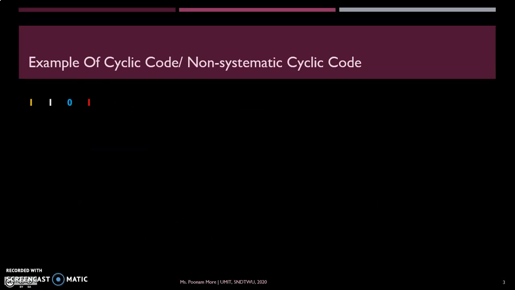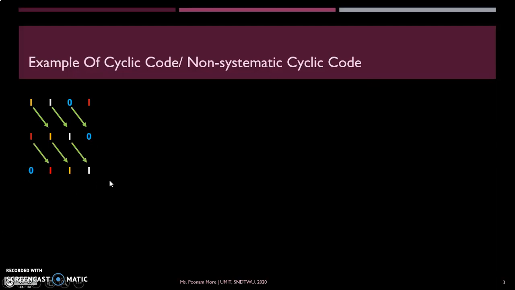Let's consider a vector which is a non-systematic cyclic code, that is 1101. If we perform a one place right shift, it will result in 1110. This code we also consider a valid non-systematic cyclic code. If we again perform a right shift on this code, the resultant vector will be 0111.